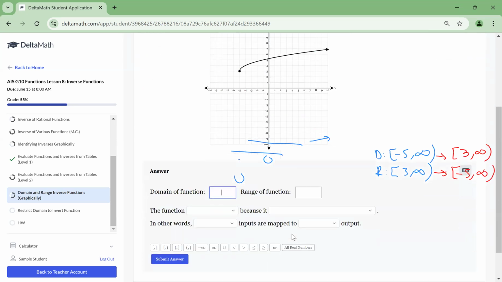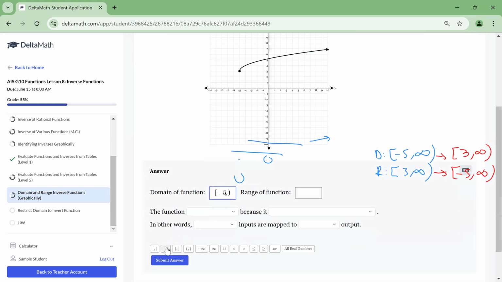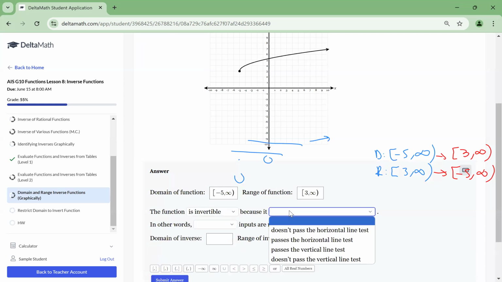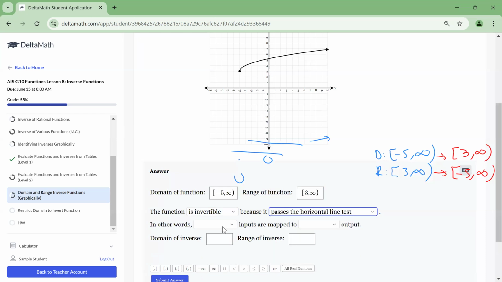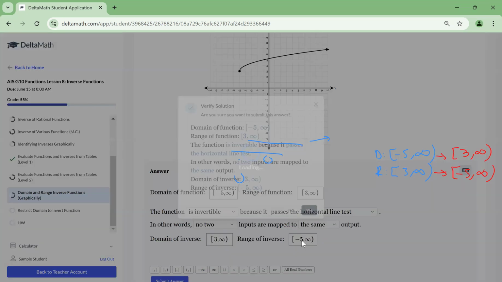Let's write these down. So the old domain is -5 and infinity. The old range is 3 and infinity. The function is invertible because it passes the horizontal line test. In other words, no two inputs are mapped to the same output. And then the domain of the inverse is the range of the original. So we put this here. And the range is the old domain. So we put this over there. And we're done.